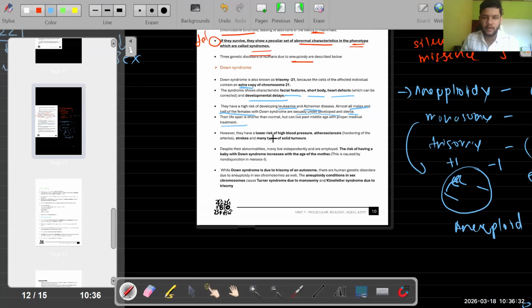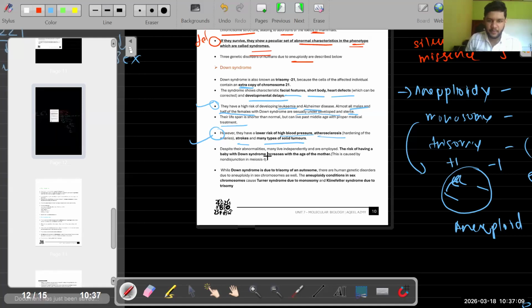However, they have a low risk of high blood pressure, atherosclerosis, which is the hardening of arteries, strokes, and many types of solid tumors. Now, see, this is a type of benefit which these Down syndrome patients have. They have a low risk, right? Compared to that, this is a disadvantage. They have a high risk of developing leukemia and Alzheimer's disease. So this is a benefit and this is a disadvantage. Can you see? All right.